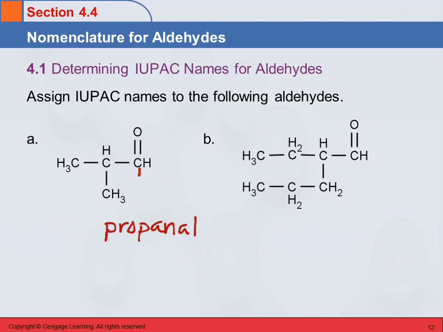This is 1, 2, 3. On the second carbon we have a methyl group. So we're going to say 2-methylpropanal. Make sense?